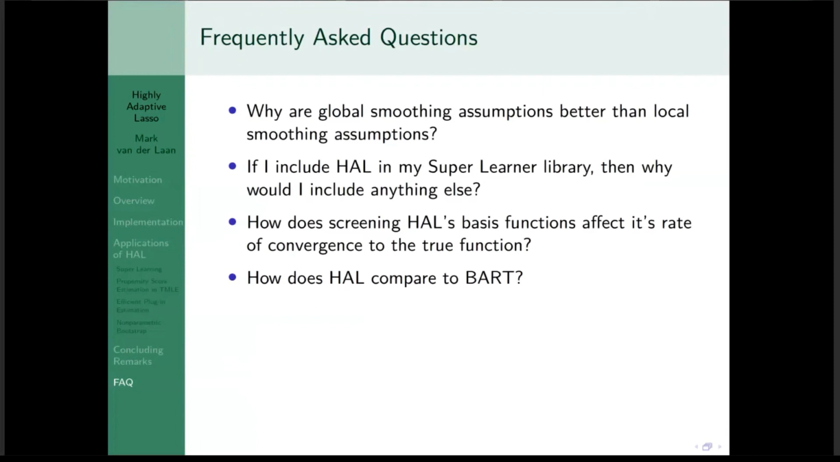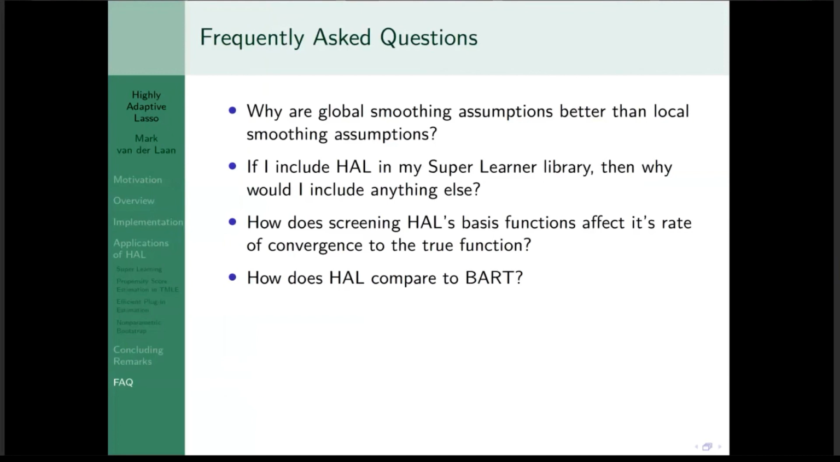Note, by the way, that this is the rate of convergence in an L2 norm, not in a pointwise or supremum norm. And we do have uniform consistency as well for HAL, but you probably wouldn't get that kind of rate. It will be a lower rate. But L2 norm convergence is all we need for all these causal inference problems. So it's actually the right thing we care about.